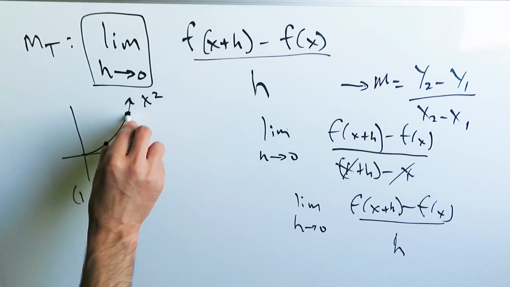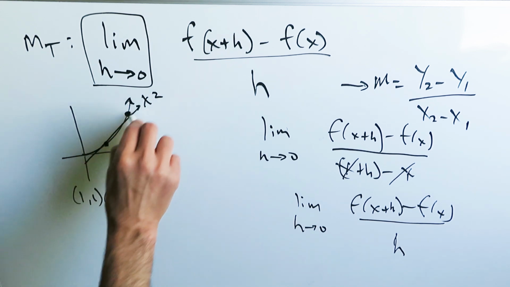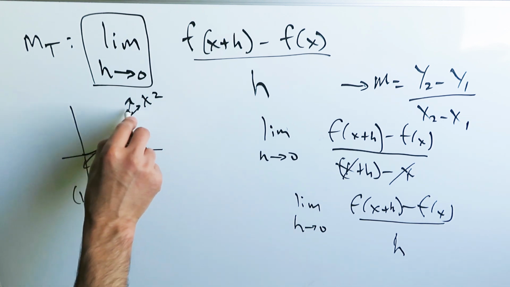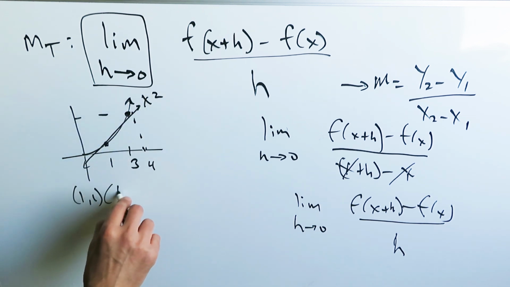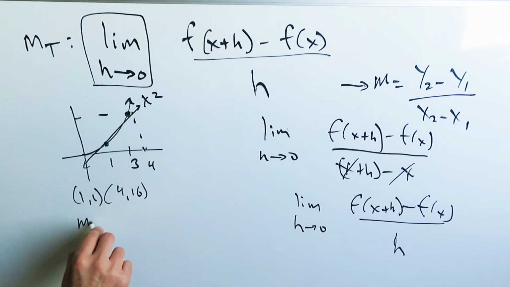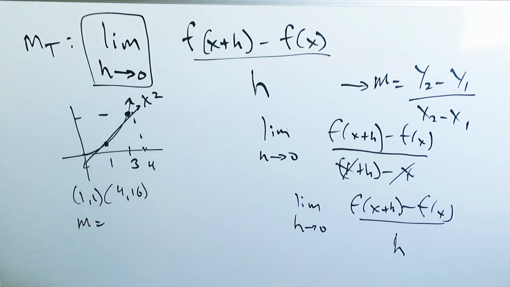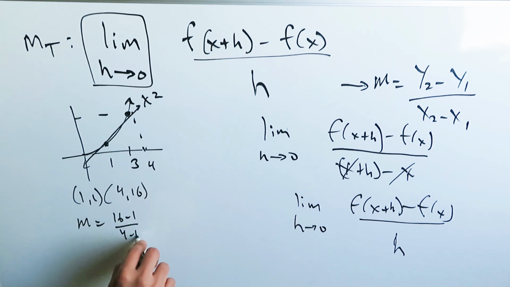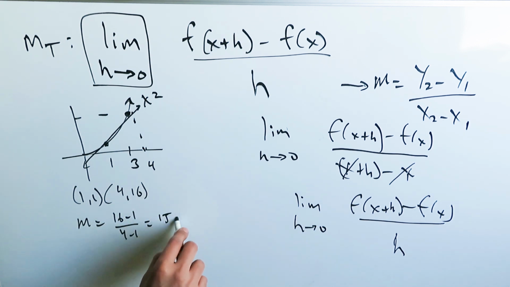By this other point right here, which is a 4, I'm looking here at a secant line. I'm determining the slope of that secant line. I put 4 over here because I'm looking up and then across. I do 4 squared, I have 4 comma 16. Now I run this through the slope formula, y2 minus y1 divided by x2 minus x1. I have 16 minus 1 divided by 4 minus 1. And here I have 15 over 3.